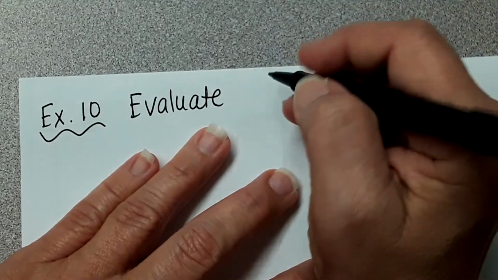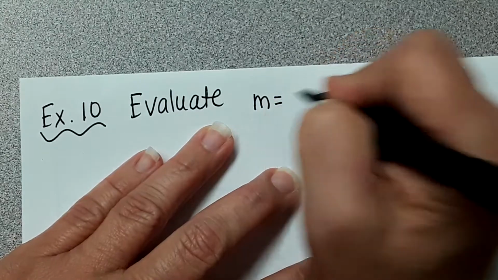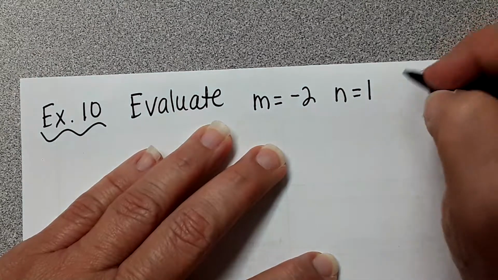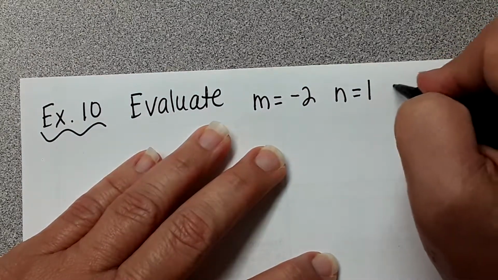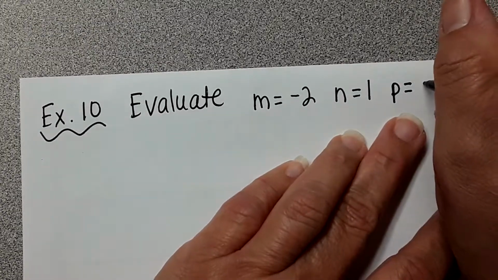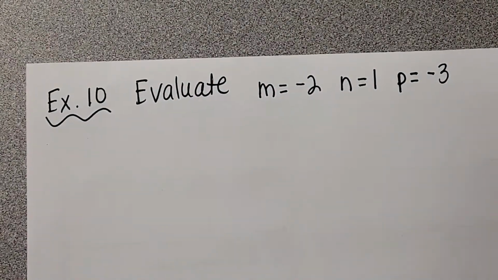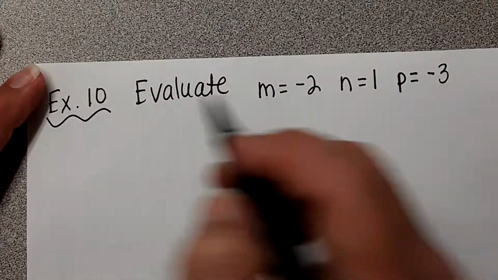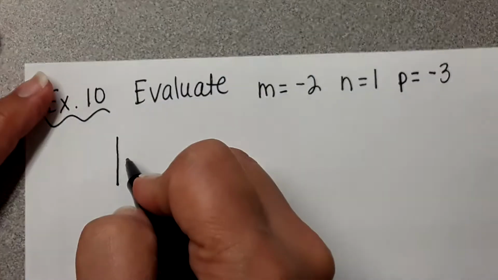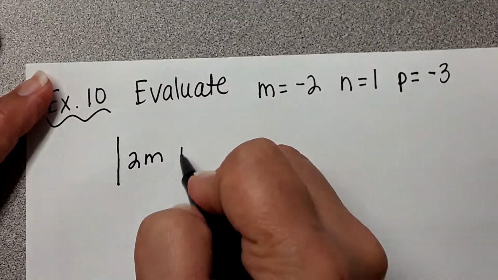Let's do m equals -2. We'll do n equals 1. We'll do p equals -3. And we're going to evaluate 2m. You can have variables inside the absolute values. Yep, you sure can.